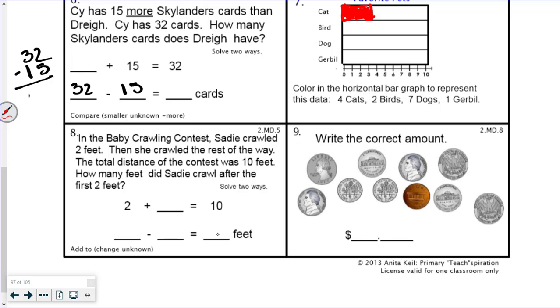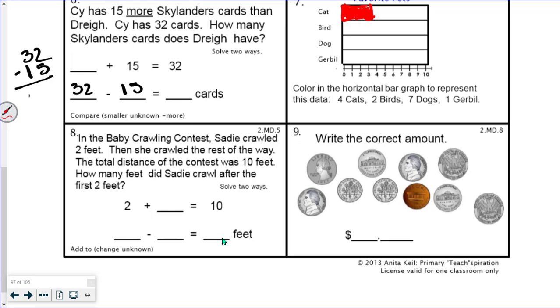All right, so here's what we know. We know she crawled 2 feet. Then she crawled some more feet until she got to 10 feet. So we need to figure out the difference between 2 and 10. So they've already got the problem started for you to figure out the difference between 2 and 10, and it equals how many feet. And so these blanks here and here are going to be the same. So pause your video and do number 8.